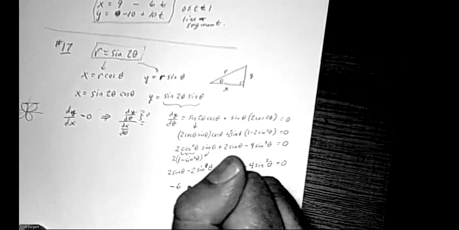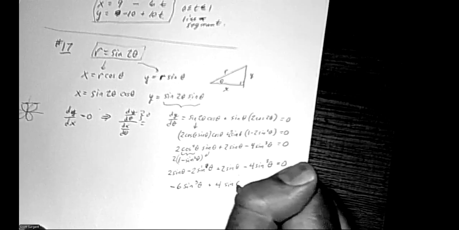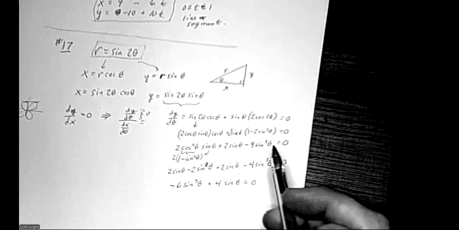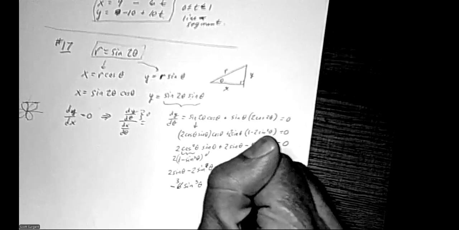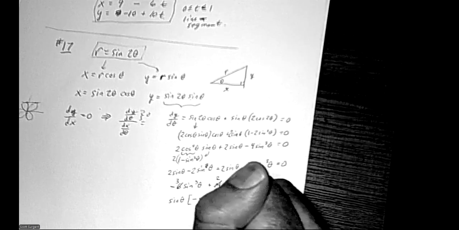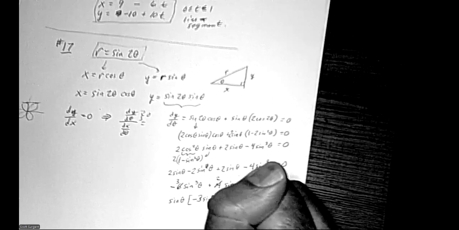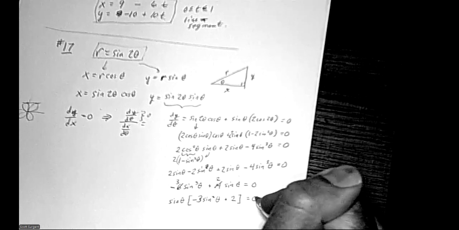I'm going to get negative 6 sine cubed theta plus 4 sine theta equals 0. I can factor out a sine, and I can reduce these, so this will just be 3 and 2. So I'm going to factor out a sine, and I'm going to get sine times negative 3 sine squared theta plus 2 equals 0. All right, I think we got something now.